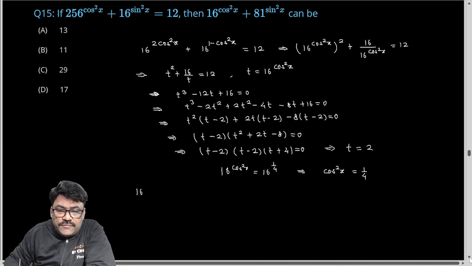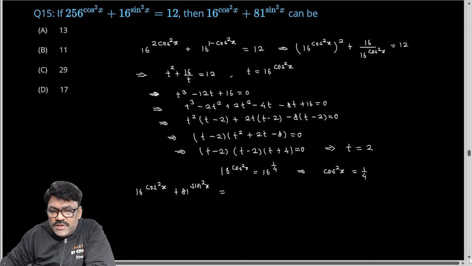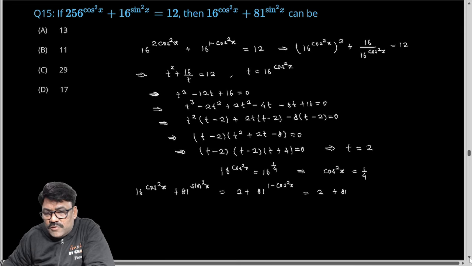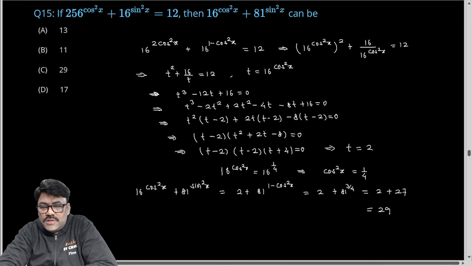Now they are asking the value of 16 raised to cos square x plus 81 raised to sin square x. 16 raised to cos square x is 2, basically it is t. And 81 raised to sin square x can be written as 81 raised to 1 minus cos square x. So it is 2 plus 81 raised to 1 minus 1 by 4. Cos square x is 1 by 4, and 1 minus 1 by 4 is 3 by 4. 81 can be written as 3 raised to 4, so 81 raised to 3 by 4 is 27. So hence 29 should be the correct answer. 29 is correct here.